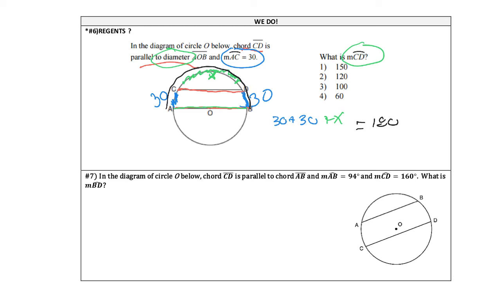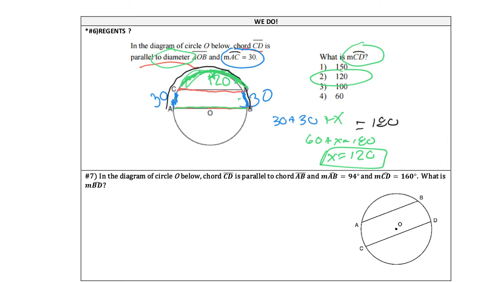We got 30 for part of it. We got 30 for the other part. We just need this green piece. All right, so 60 plus X equals 180. Subtract 60 from both sides, we get 120. So that green arc is 120 degrees.